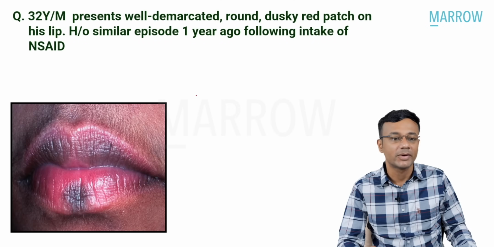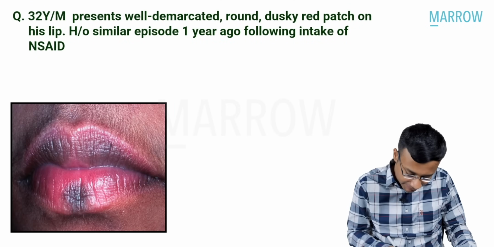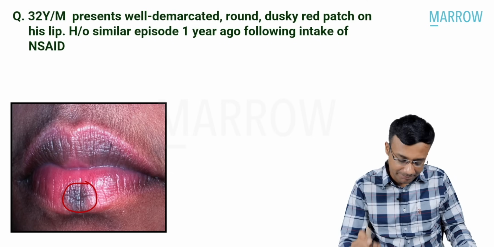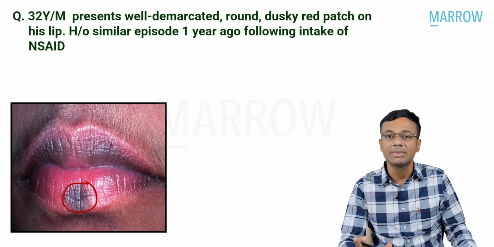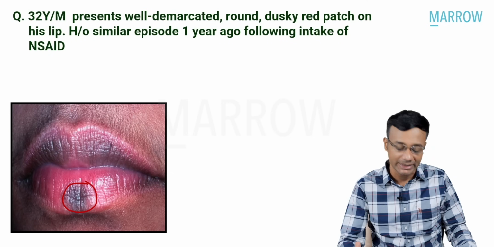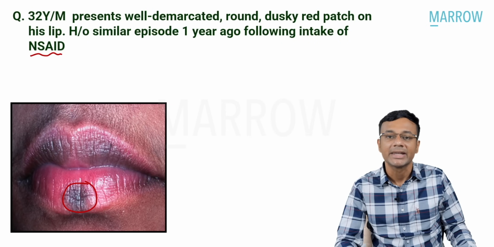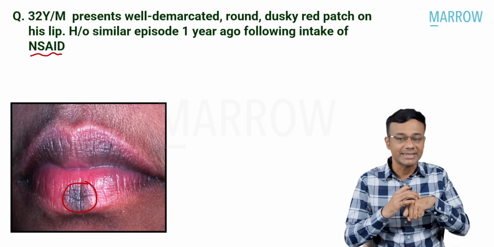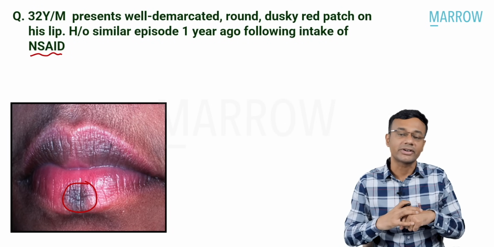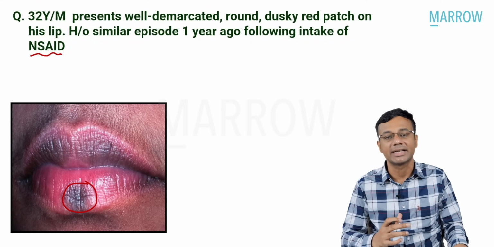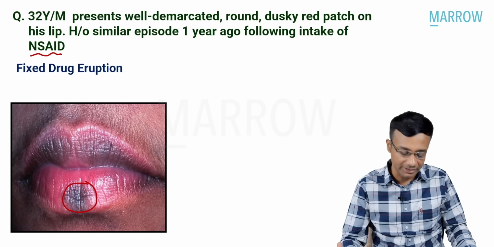Let us look at question number 1. A 32-year-old male is presenting with a well-demarcated round dusky red patch. So we can see this dusky red patch on the lip. He gives history of similar complaint 1 year ago following the intake of a NSAID. So the case scenario here is the patient takes a drug, he gets a reaction at a particular site, and on re-intaking the drug, he gets it again at the same site. We are talking about fixed drug eruption.